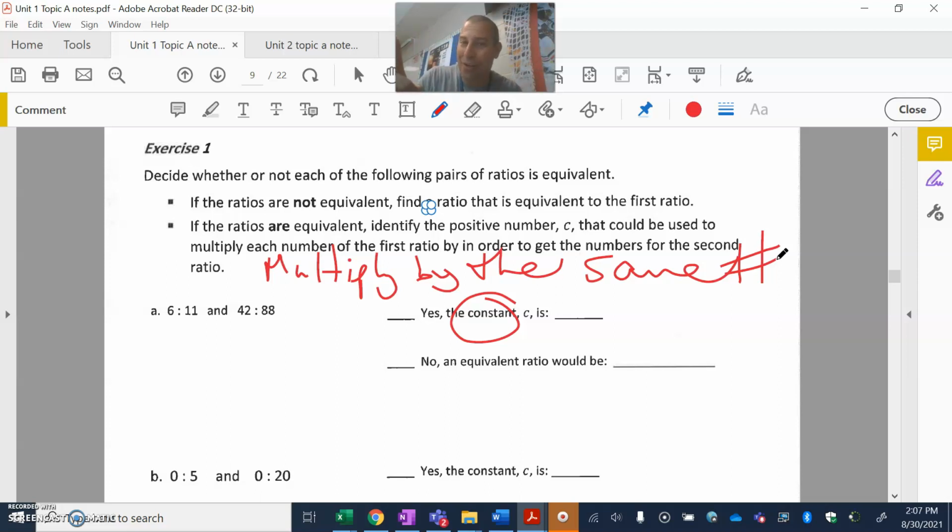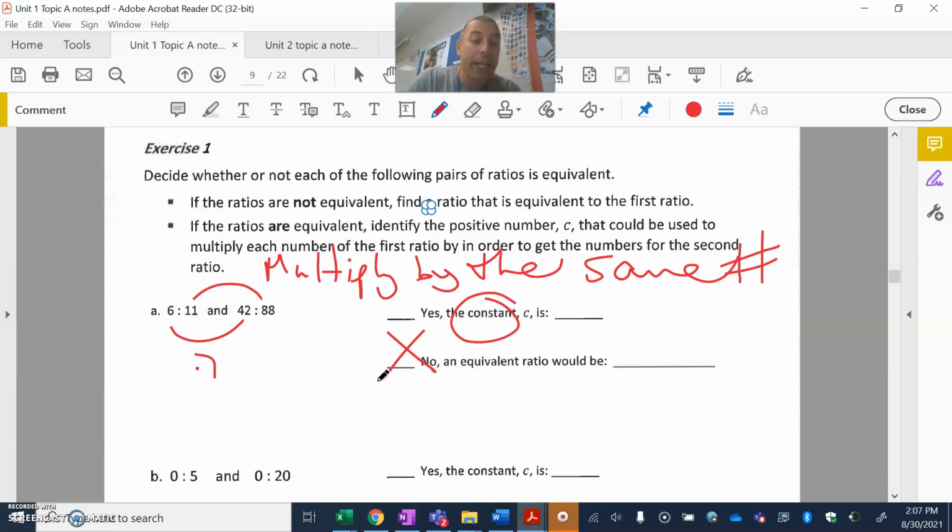That's a constant. So, remember, we need to do the same thing, and we need to stay in order. So check it out. Do you see the 6 and the 42? They both came first. What do you multiply 6 by to get to 42? Yeah, you multiply by 7. So I ask you, if I multiply an 11 by a 7, do I get 88? No, we don't. So that's why we're saying no, they are not equivalent ratios, because we did not multiply by the same number. And like we wrote down, multiply by the same number.